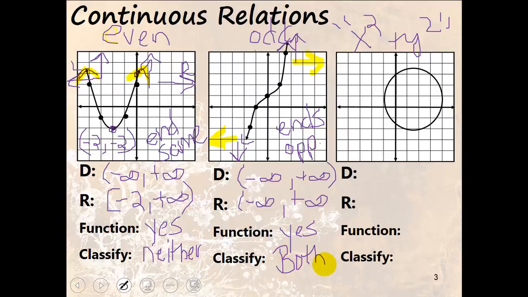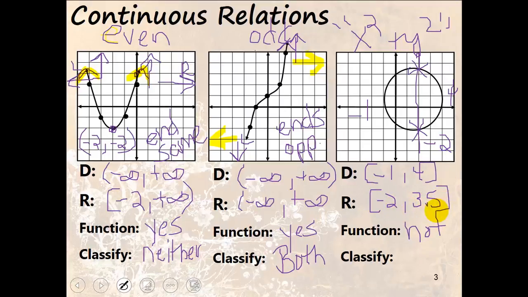Okay. This one, if we drop a vertical line, it crosses the graph in two places. So this is not a function because it does not pass the vertical line test. The domain goes from x is -1 to x is 4. So we would have from -1 to 4. And our y's are going to go from -2 to 3.5. And we wouldn't classify it because it's not a function.